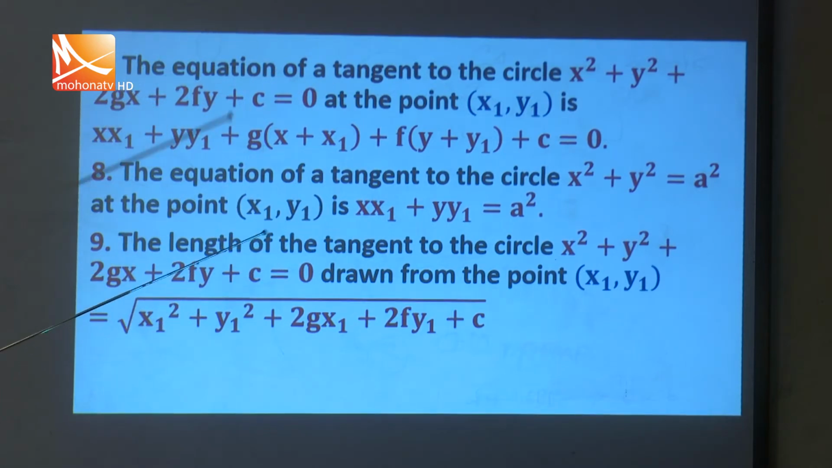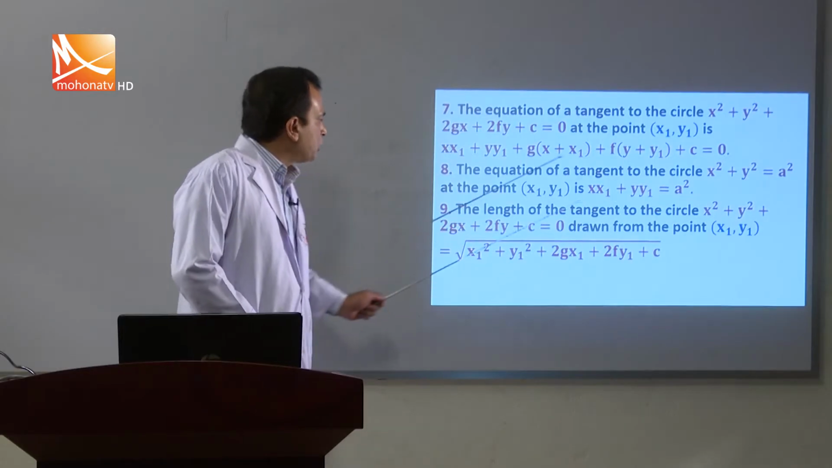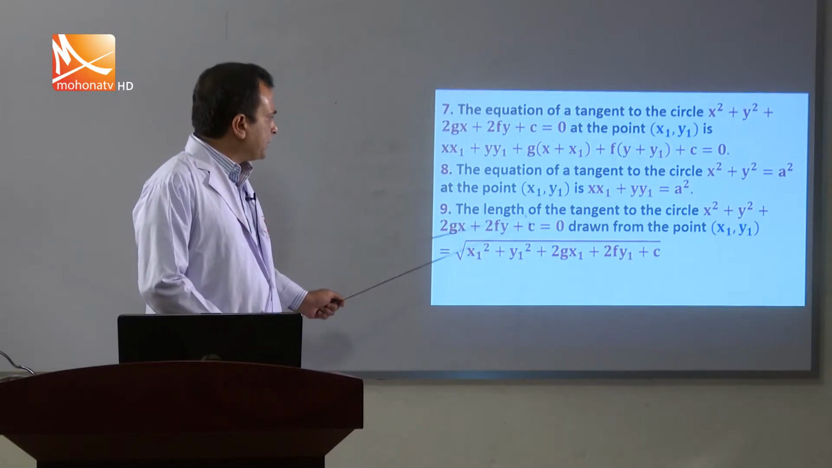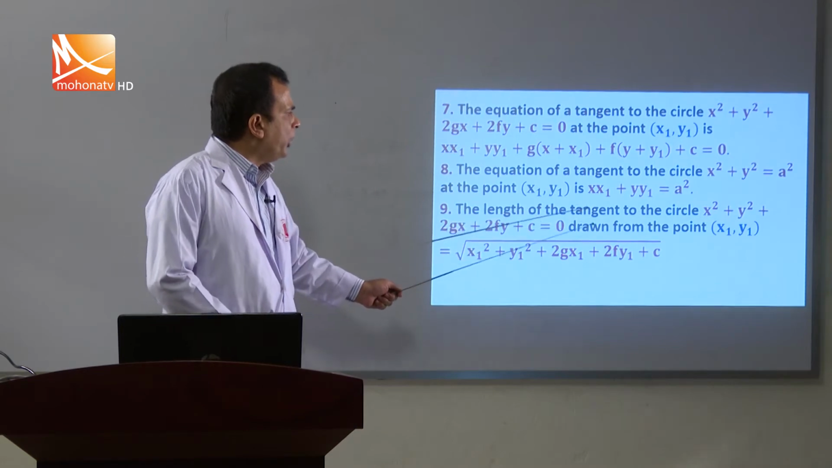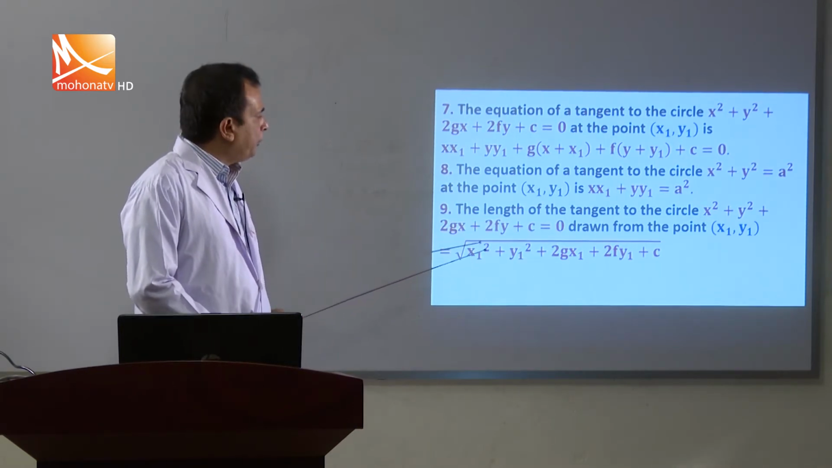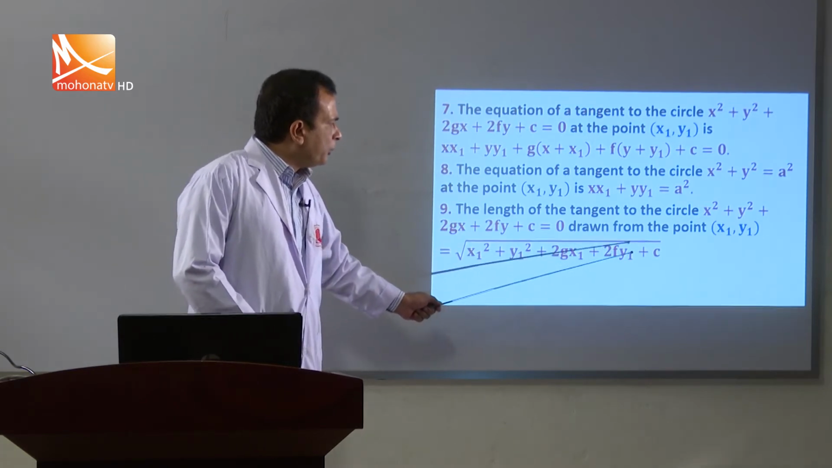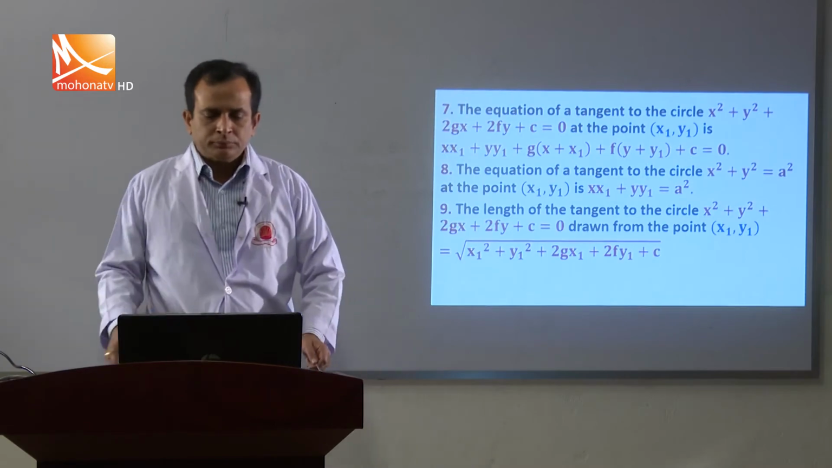Then the ninth one: the length of the tangent to the circle x square plus y square plus 2gx plus 2fy plus c equals 0 drawn from the point (x1, y1) equals the square root of x1 square plus y1 square plus 2g x1 plus 2f y1 plus c. Okay.